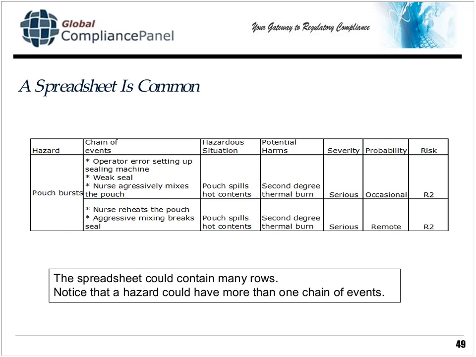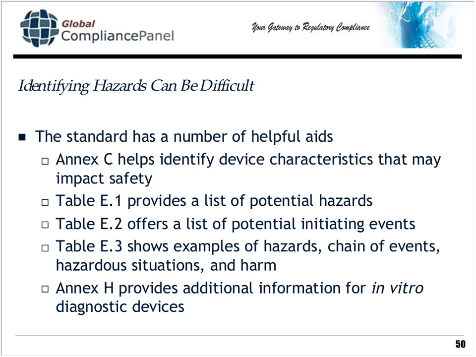Now, identifying hazards can be really difficult. So the standard gives you some help in doing that. Annex C gives you device characteristics that could impact safety. So you want to answer all of those questions. And as you're answering the questions, you want to ask yourself, what hazards could occur? What am I identifying as hazards as I'm answering these questions? So don't just answer the questions. The idea is that they're driving you to think about what's going on.